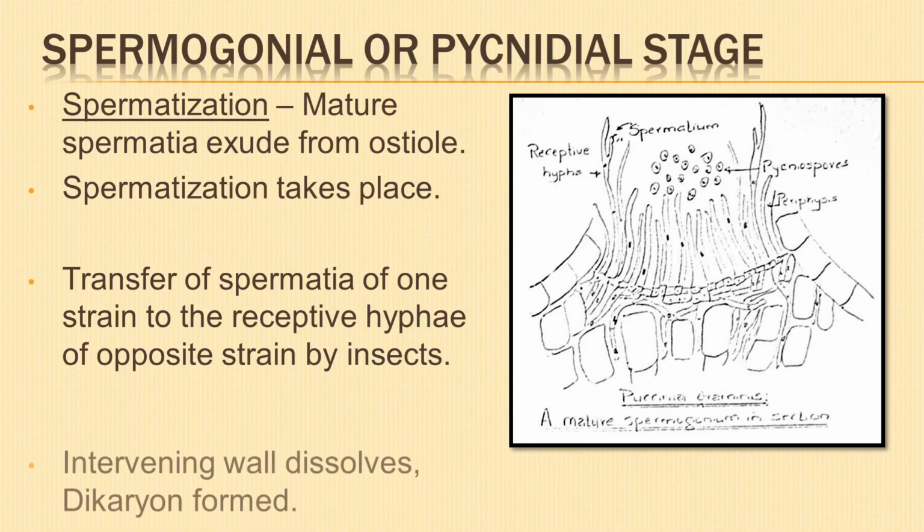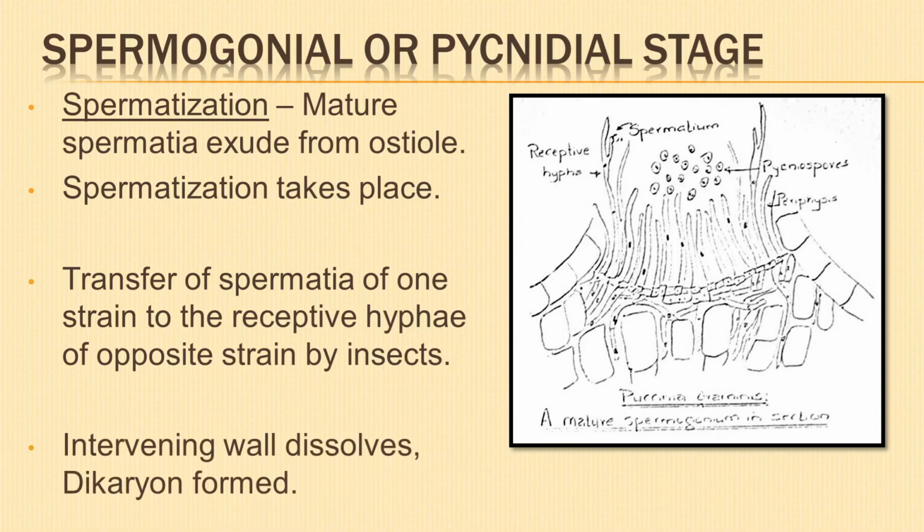The intervening wall dissolves when the spermatia of one strain come in contact with the tip of receptive hyphae of the opposite strain. Two nuclei lie side by side in a pair and are called a dikaryon. The basal cells of one or more receptive hyphae become dikaryotized. Next stage is the ascidial stage.